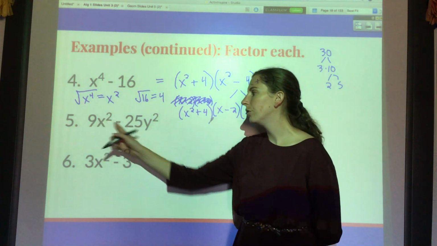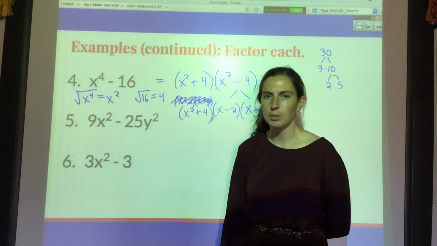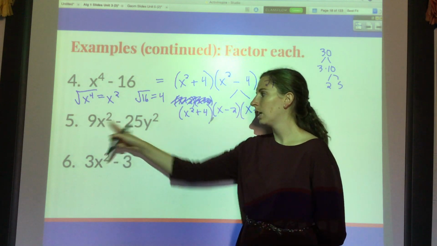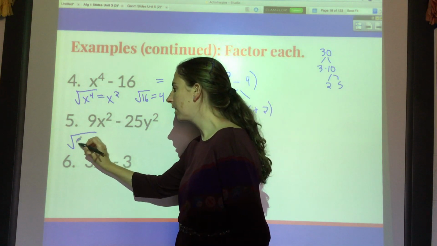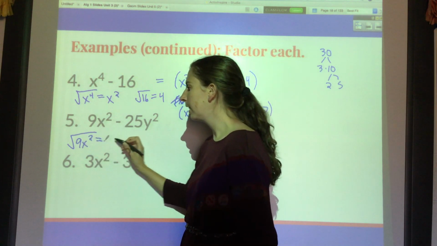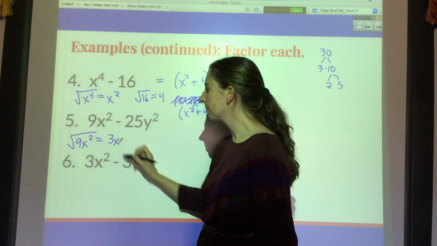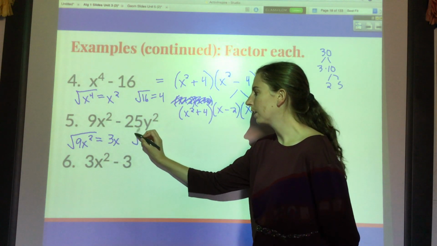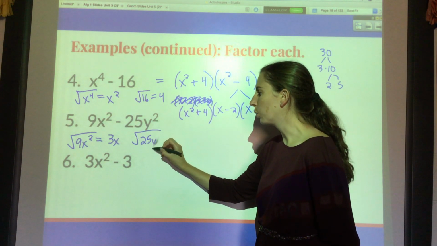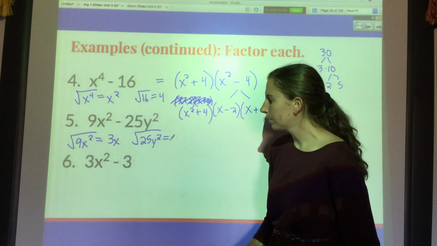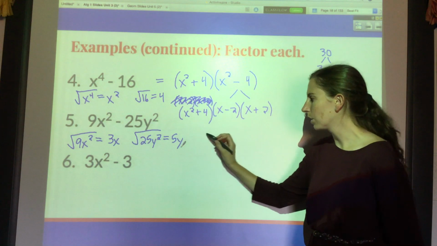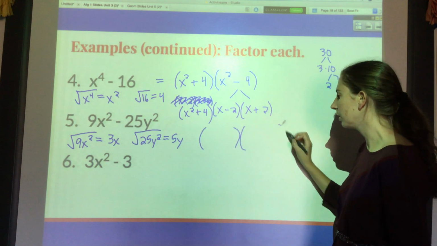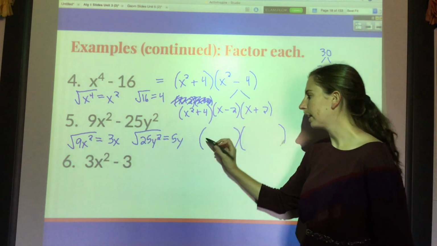This one's got 2 variables, but that's okay, we just do it the same way. It's still just the difference of 2 perfect squares, because the square root of 9x squared is 3x. The square root of 25y squared is 5y. And so then fill in your 2 factors with those things, 3x and 5y.